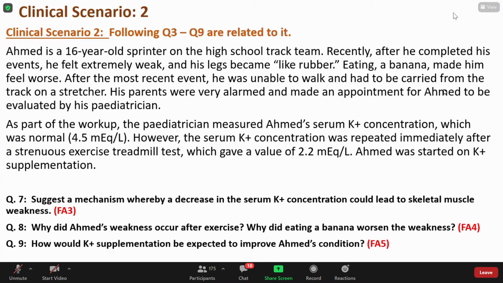So we have question number 7. Can any volunteer from FA3, please? Yes, go ahead. What's your name? Iman. Iman, could you please read question number 7? It says: suggest a mechanism whereby a decrease in the serum potassium concentration could lead to skeletal muscle weakness.